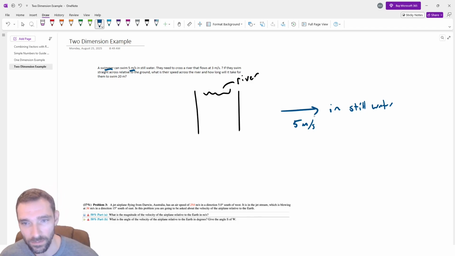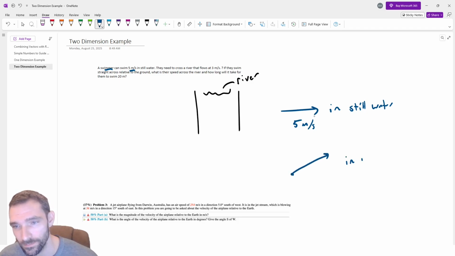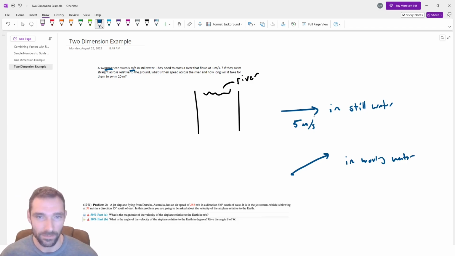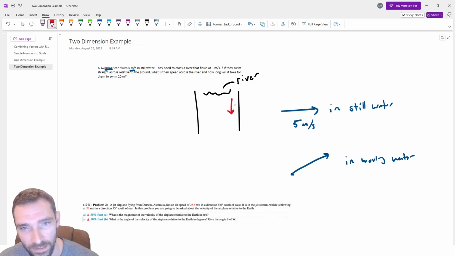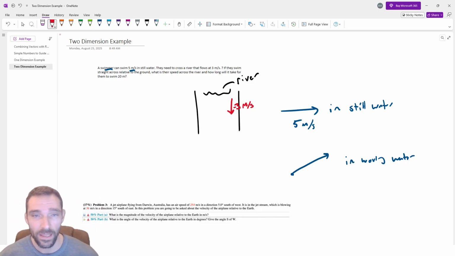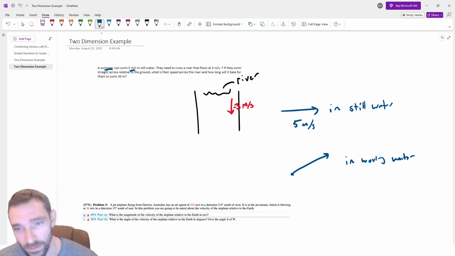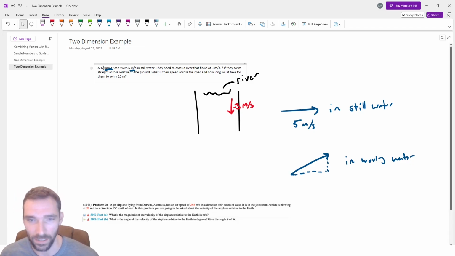So in this problem, we're going to have to, in moving water, direct ourselves upward a little bit. Because the river is flowing down at a certain rate, let's say that's 3 meters per second, maybe in the negative direction, that means that it's going to need to be combining its x and y components in a way that cancels out what we've got here.